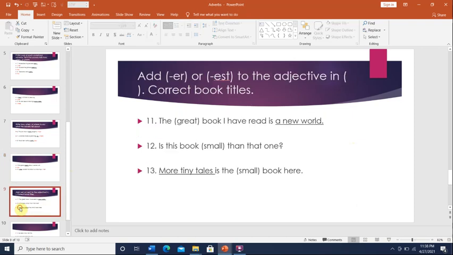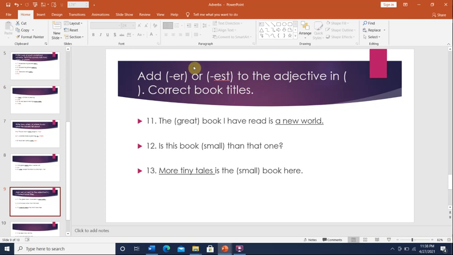Okay. On the next part, it says add er or est to the adjective. Remember, we add er or est to the adjective when we compare. We add er to the adjective when we compare between two nouns, two people, two things, or two places, and we add est when we compare more than two things.